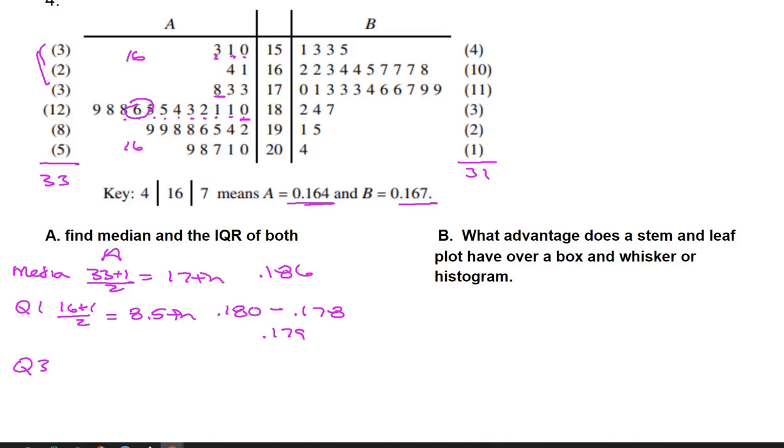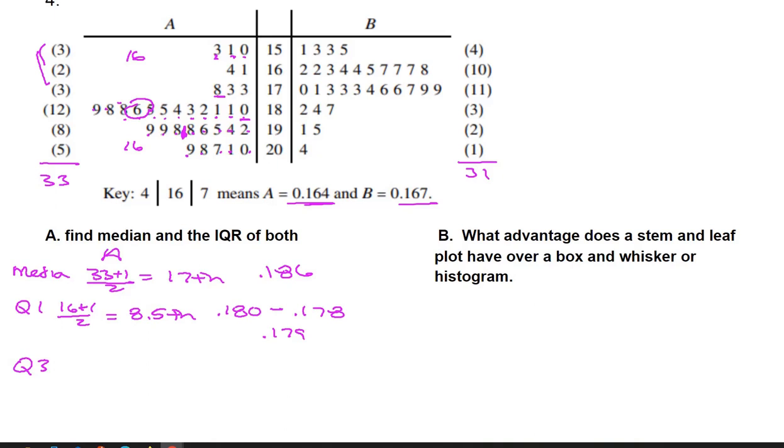Q3 is also going to be the 8.5th piece of data. Now, I can start after the median. I can go 1, 2, 3, 4, 5, 6, 7, 8, and then see that it's going to be here. Or I could go backwards: 1, 2, 3, 4, 5, 6, 7, 8 and a half. It doesn't really change it. It's going to be between those two digits, between 0.198 and 0.198. Well, the average of those two is going to be 0.198.